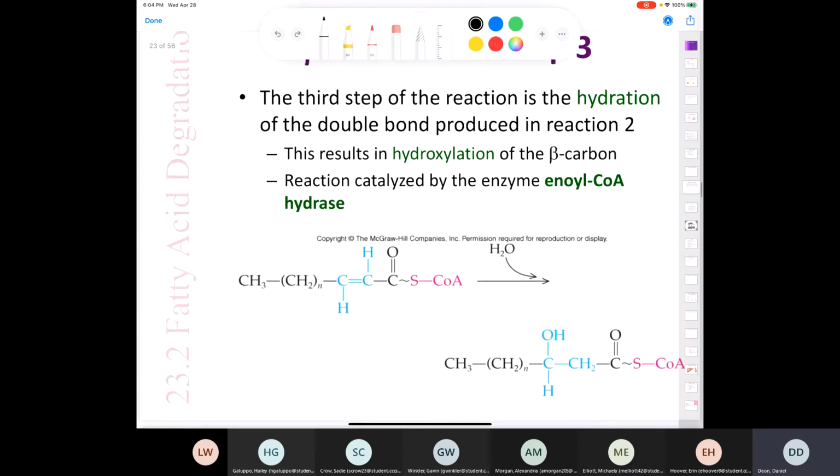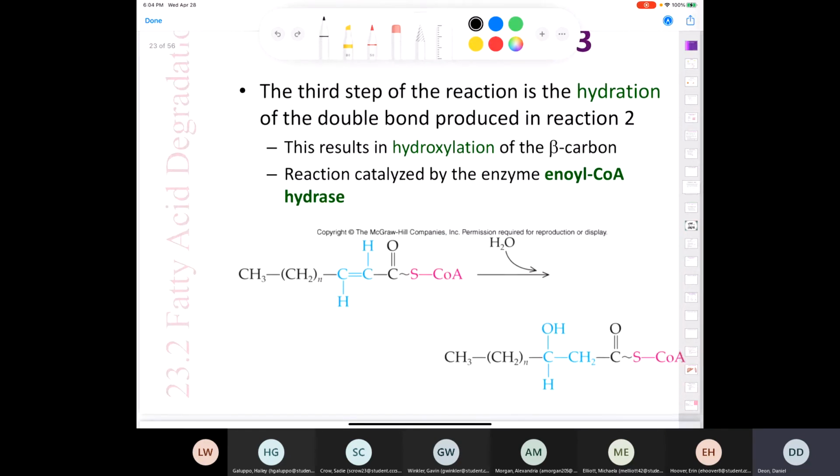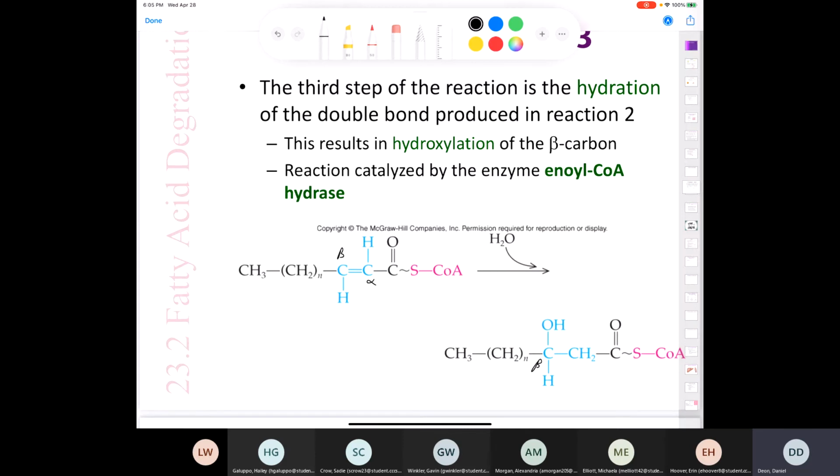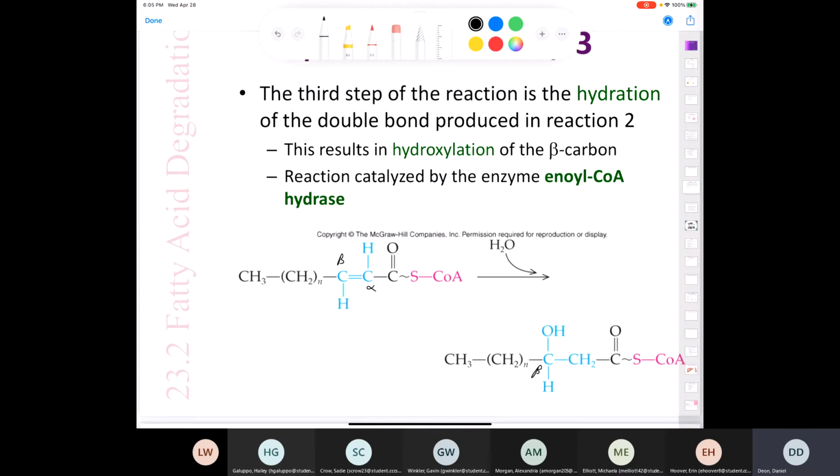Well, what happens next is basically a hydration reaction where we add water across the double bond. So we add water across the double bond and we end up hydroxylating the beta carbon. So here's our alpha carbon, here's our beta carbon. We have the beta hydroxyl of our fatty acyl coenzyme A molecule. And the enzyme that catalyzes the reaction is enoyl coenzyme A hydrase.